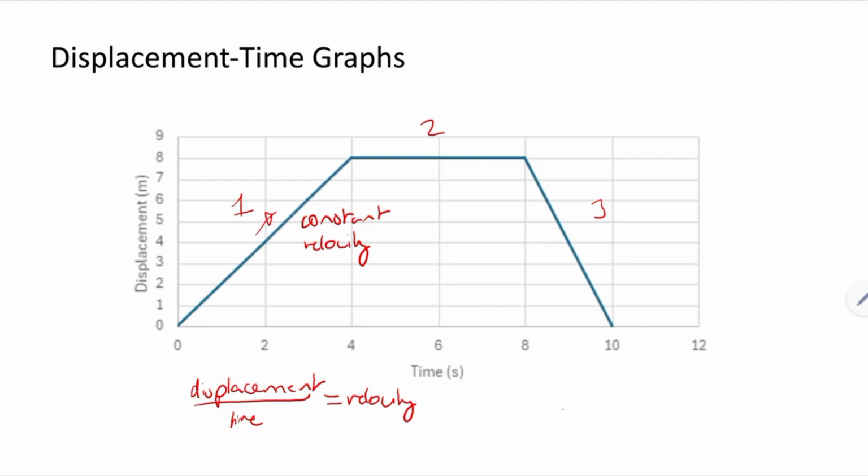The second line is a horizontal line, where the displacement is going to stay the same. That means that it is not moving. So in other words, it is stationary.